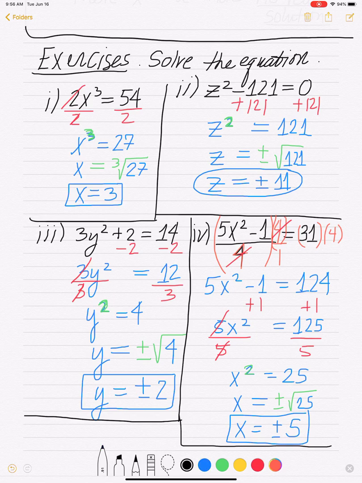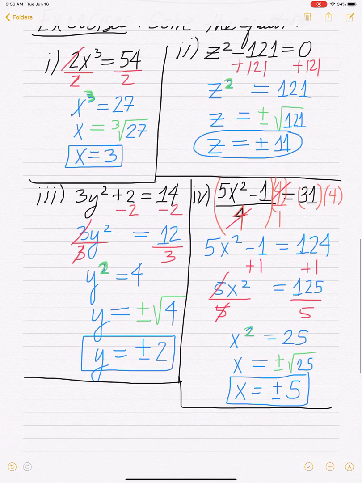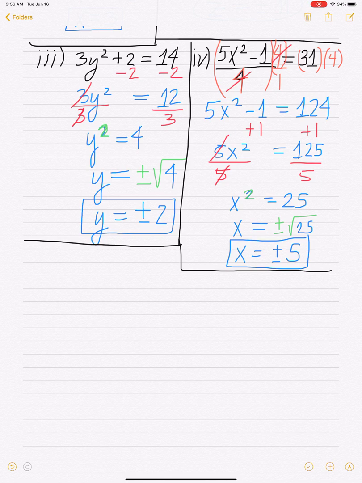You could actually check these if you want. You can plug 5 in and check it out, and then plug in negative 5 and check it out. We'll do that for one of these later. Maybe the last one. Number 5.